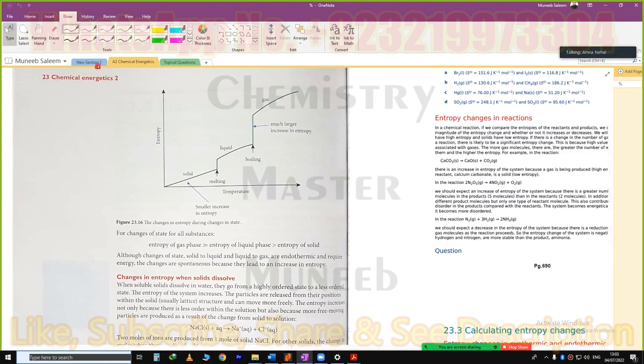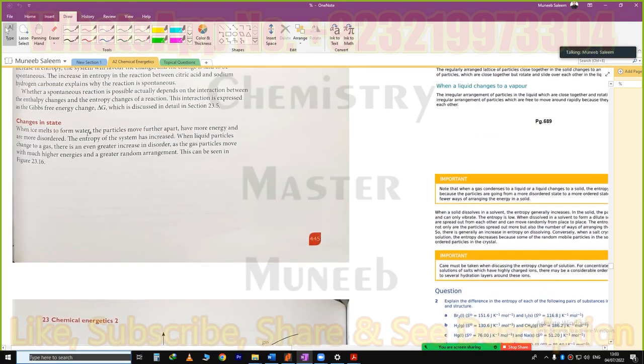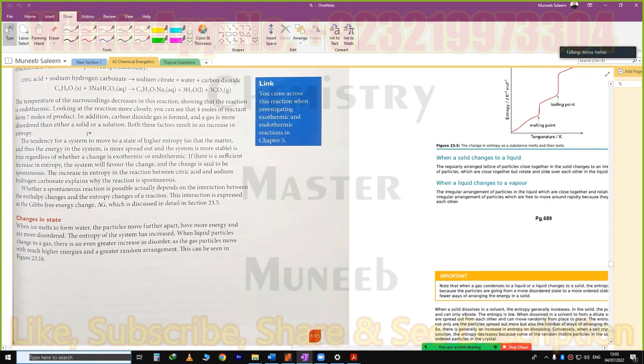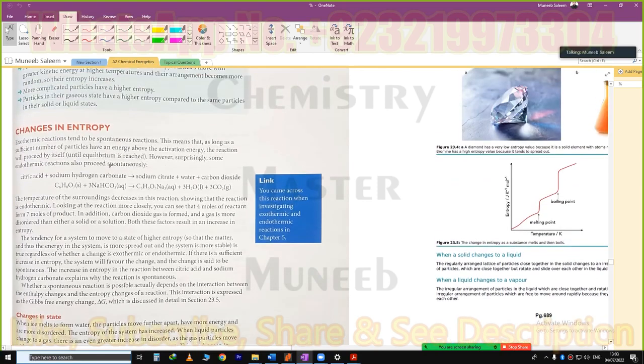To be honest, I'm kind of having some trouble with this entropy thing. Just this spontaneous reaction part. The spontaneous reaction part? Yeah. Spontaneous. Where is it? Spontaneous.